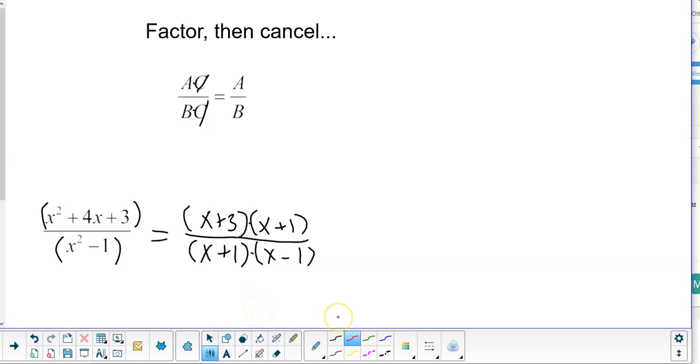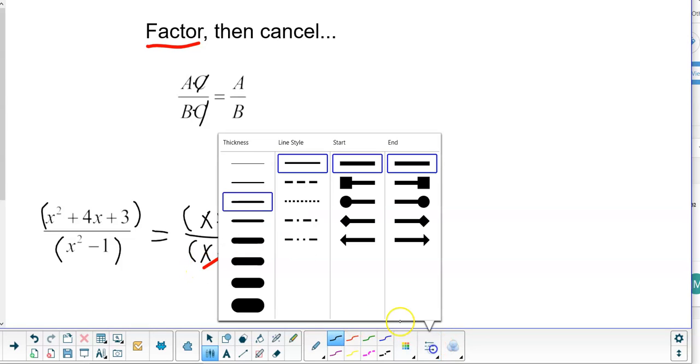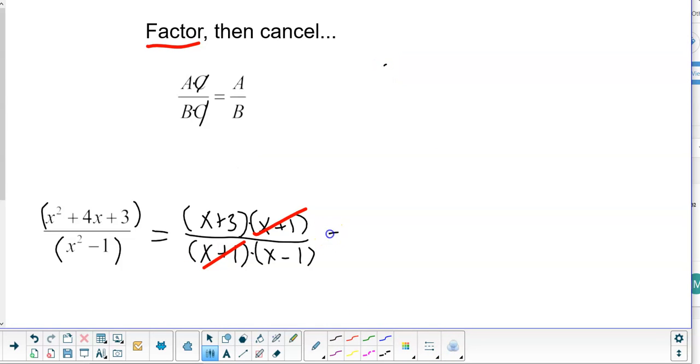So first you have to factor. So we factored both things. And then the fun part, right? The best part is canceling. It's pretty fun. This is just a limited amount of fun because you only get to cancel one of them. But they are being multiplied, so I can cancel those out. So I do have the answer of x plus 3 over x minus 1.